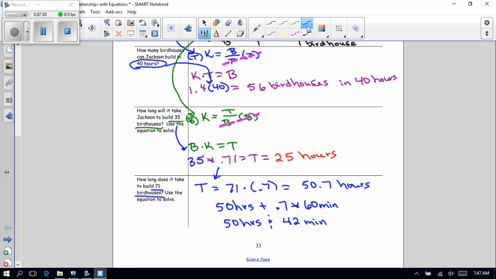50 hours, 42 minutes to make 71 birdhouses.